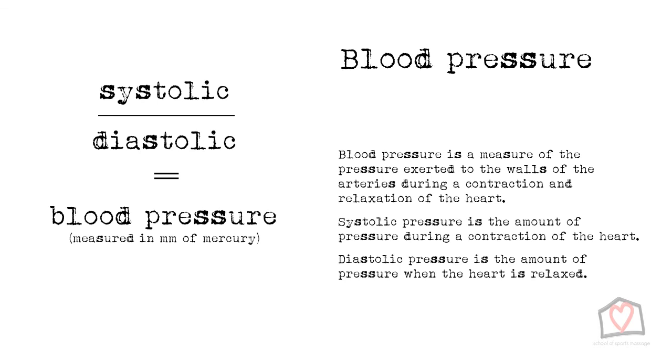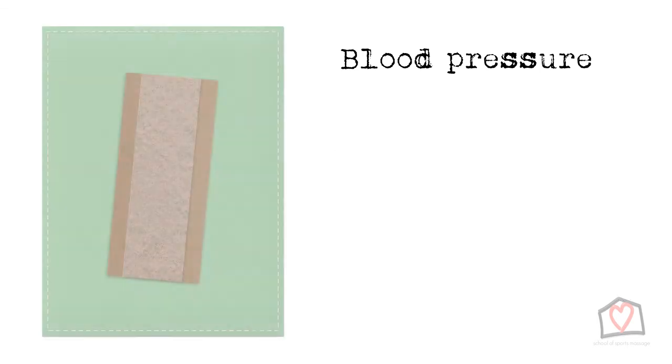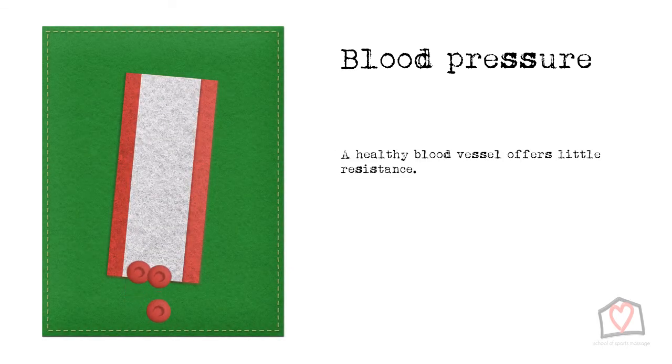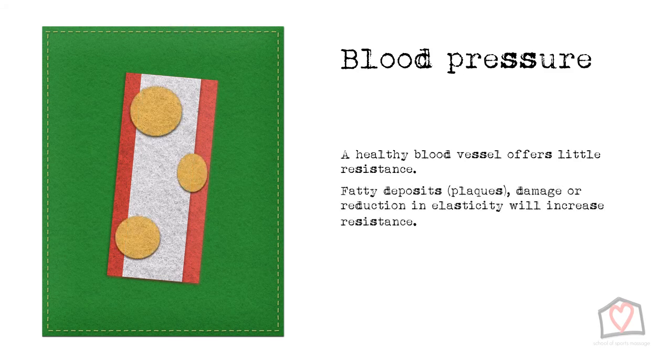It is influenced by the rate and strength of the heart contraction, but also by peripheral resistance. This is how much resistance is offered by the blood vessels to the flow of blood. Typically, a healthy blood vessel will offer very little resistance, will be elastic, and therefore facilitate the flow of blood. However, should there be any fatty deposits or plaques, damage or reduction in elasticity, this resistance will increase, and so will blood pressure. Too low a blood pressure and you may faint.